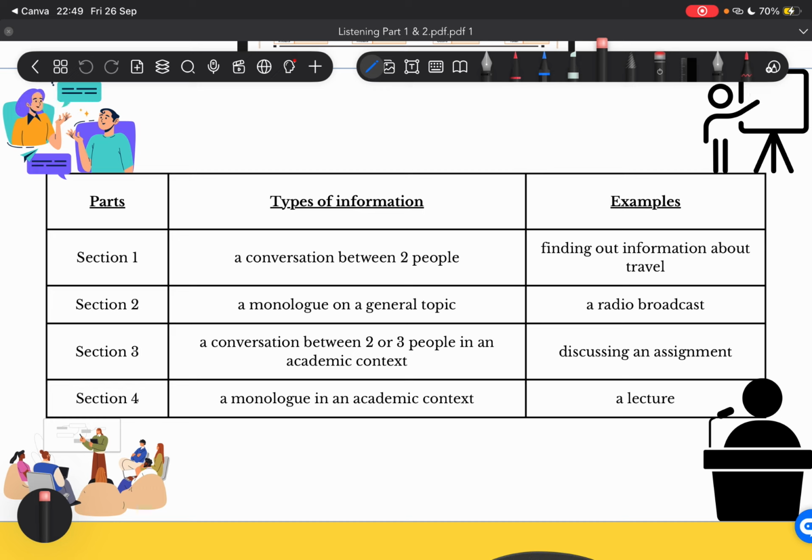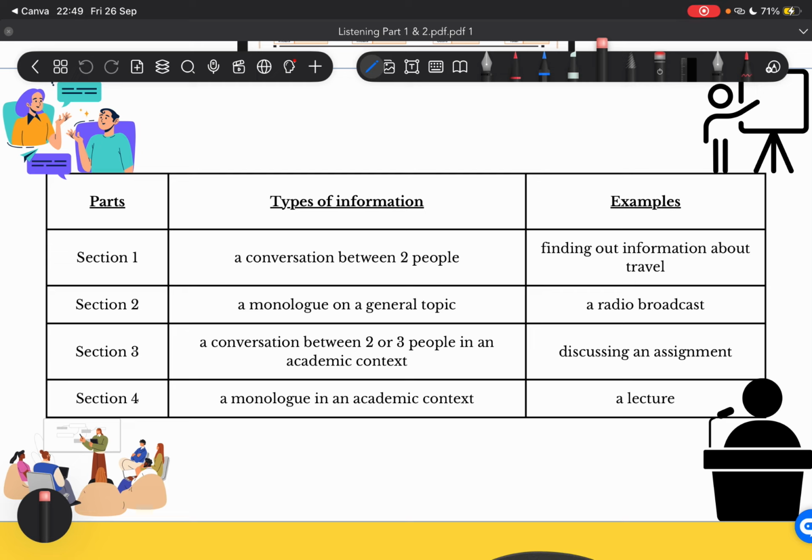It's just one person speaking on a general topic, so their speech is pretty simple too. It might be a radio broadcast or a weather forecast, etc. And we've got section 3. It's going to be a conversation again, similar to section 1, between 2 or even 3 people in an academic context. They might be discussing an assignment or a project from school or university, so in an academic context.